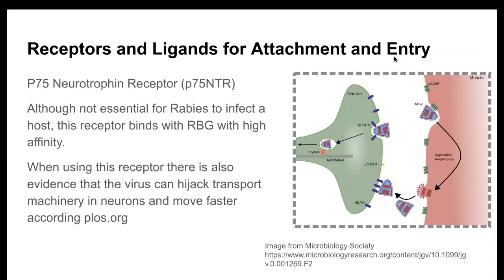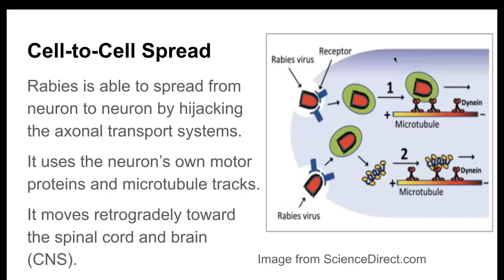There's another one, though, the neurotrophin receptor, which I found really interesting. It's not essential for the rabies to infect the host through this receptor, but when it does, it actually moves faster. It hijacks the transport machinery in your neurons. It uses the motor proteins and the microtubules in your cells to move towards your central nervous system. So it's not even passive. It's using your own cell's machinery to get closer to the brain, which is what it wants to do and cause encephalitis.